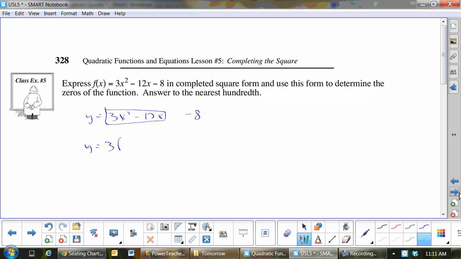Tell me what to write. X squared minus 4x. Leave some room, do a bracket, leave some room, put the minus 8. Okay, so see the redundancy. That's why I'm doing another one. Okay, what's wrong?